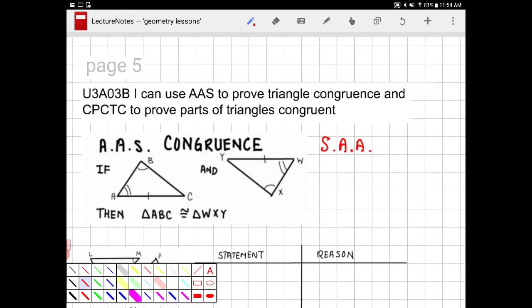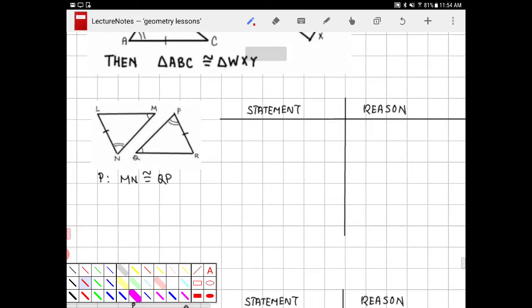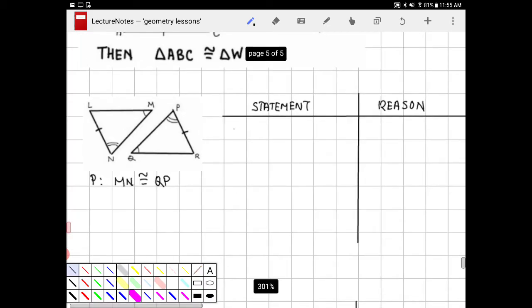All right, so let's take a look. What I have now is two triangles. Please pause the video for a moment to see if you can solve this problem. We are asked to prove why MN is congruent to QP. All right, so hopefully you had some time to think about this.